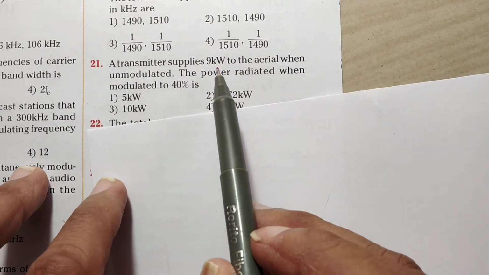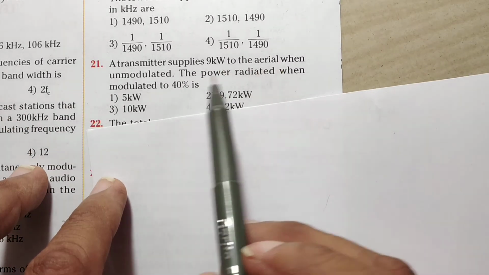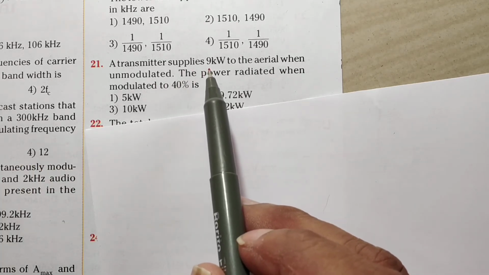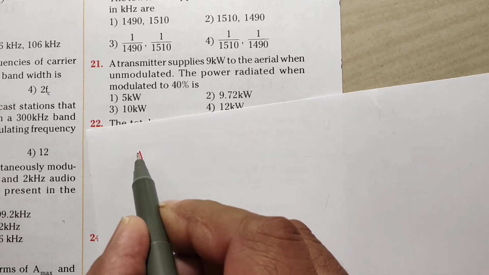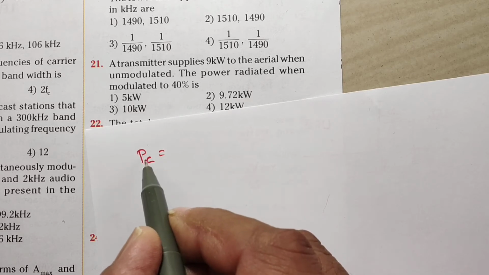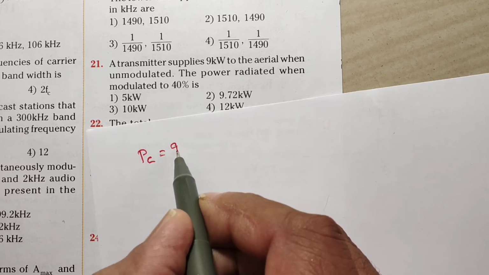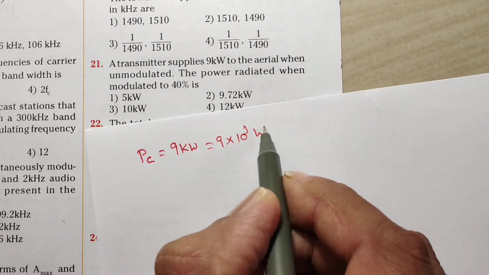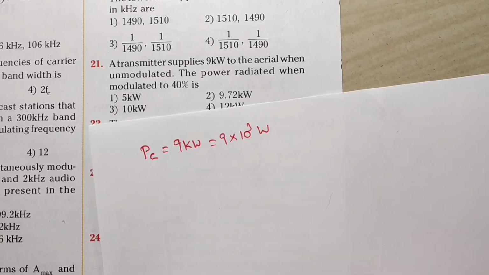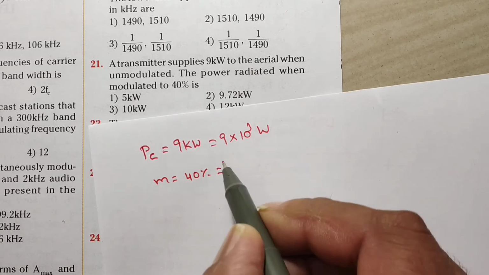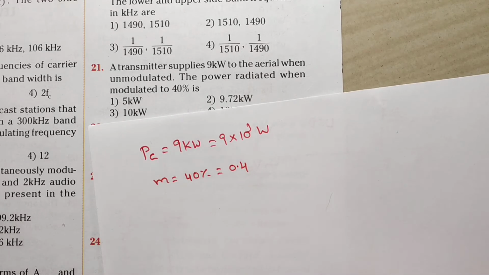A transmitter supplies 9 kilowatts to the aerial when unmodulated. That means the unmodulated power they have given is 9 kilowatts. Unmodulated power is nothing but the carrier power, and carrier power we indicate with PC. That is 9 kilowatts they have given, that means 9 into 10 to the power of 3 watts. Now the power radiated when modulated to 40%. That means the modulation index they have given is 40%, which means 0.4.